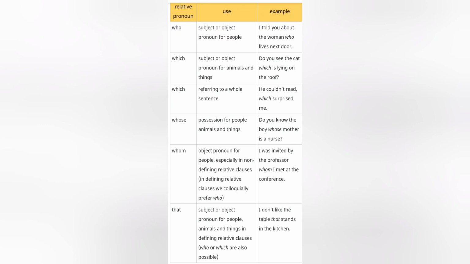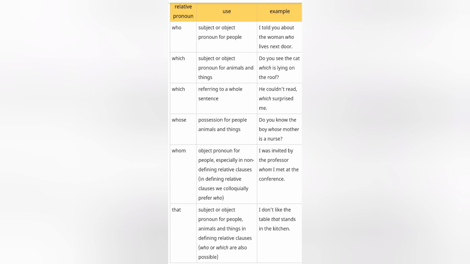Let's see different types of relative pronouns. They are who, which, whose, whom, and that. The relative pronoun who is used as a subject or object pronoun for people. See an example. I told you about the woman who lives next door.